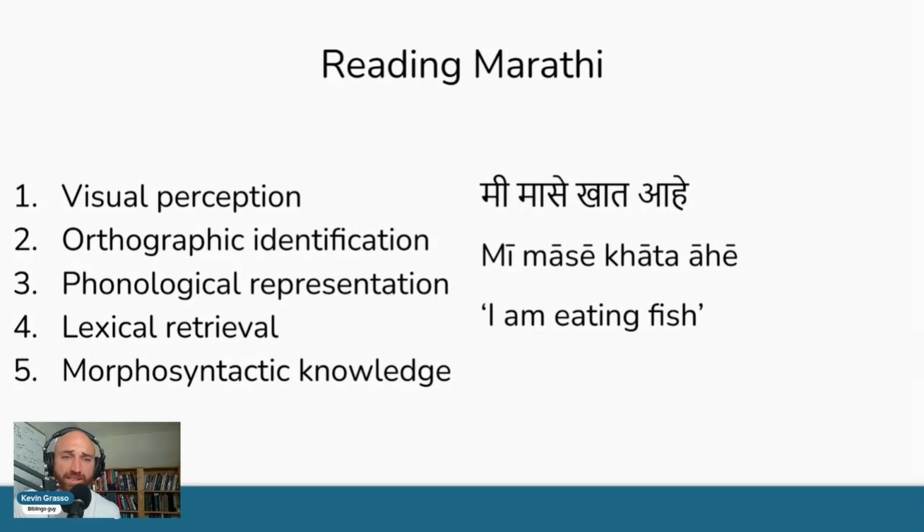And then I also have morphosyntactic knowledge. I want to have a certain level of knowledge of, okay, if "me" means "I"... I don't know if this is actually right, but the Marathi for "I am eating fish" is "me mase kata ahe." I don't know if that's word for word there, but I would have to figure that out, right? I would have to figure out some sort of extra meaning, or the morphosyntax, basically, of this word "me" in order to read it and understand it in context. So those are all the things I have to do just to get to the point where I can gloss this in English, right?